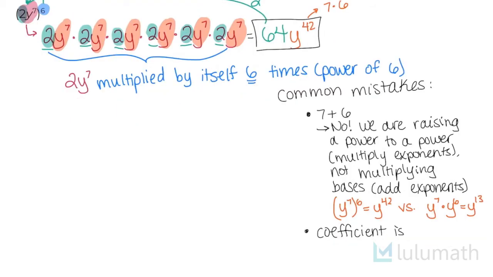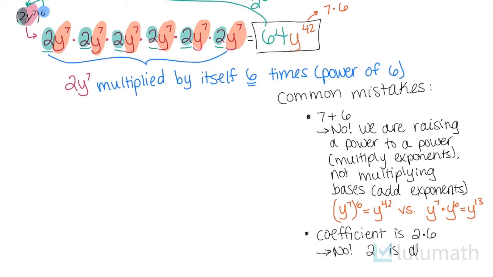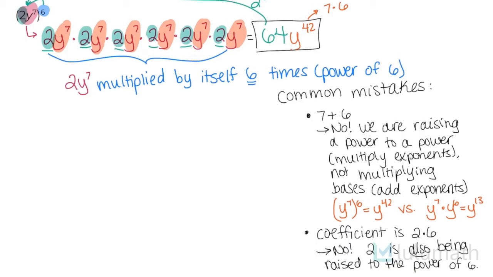Another common mistake that people will make is in the coefficient, and they'll say the coefficient is 2 times 6, but that's incorrect, because 2 is also being raised to the power of 6. Everything inside of the brackets here is being raised to the power of 6. So these are some things I just would like you to be aware of.